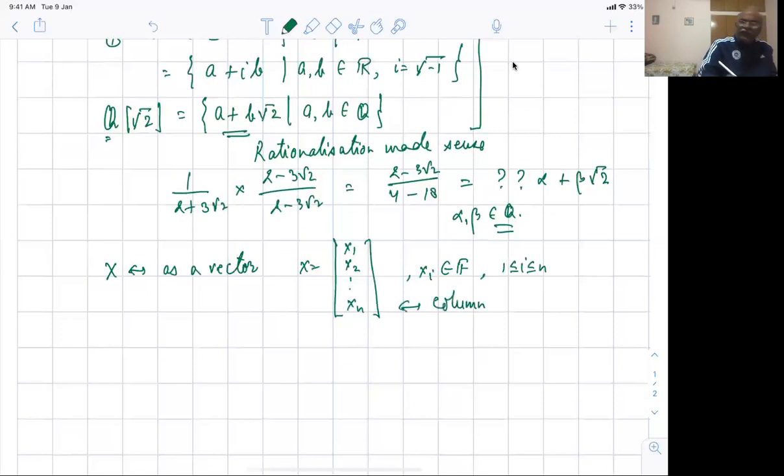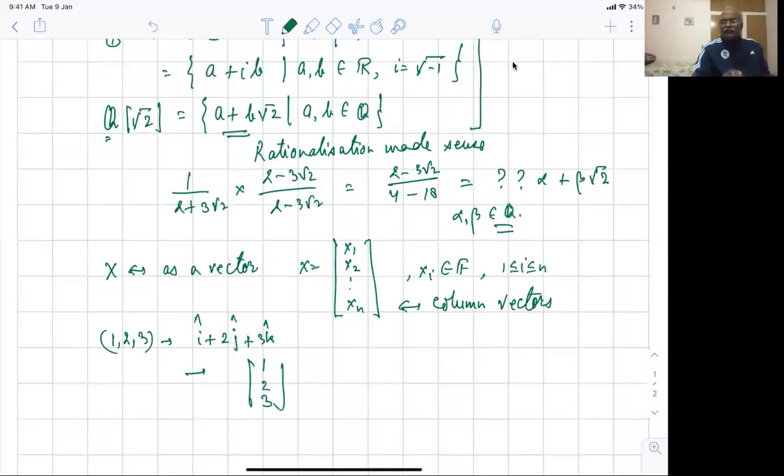I've not yet defined this as such, but all our vectors are column vectors. You have done R3, R2. So for example, in place of writing 1, 2, 3 like this, which is the same as i plus 2j plus 3k, I will be writing basically 1, 2, and 3. That's the basic idea when I look at calculations and things like that.